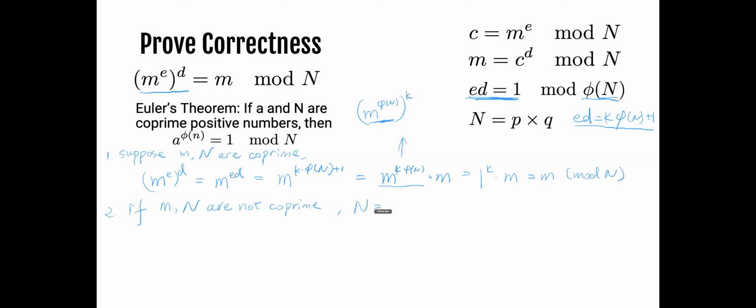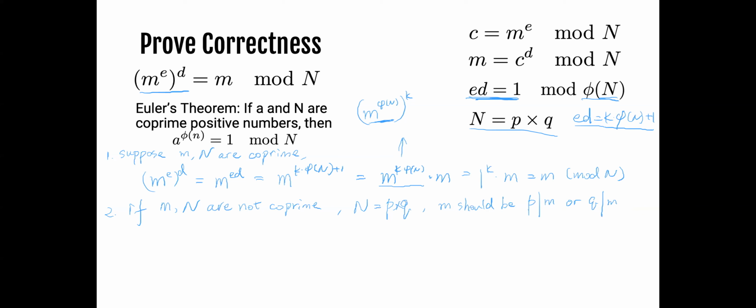And then because N is equal to P times Q, right? So if M is not a coprime of N, then M must be a multiplication of either P or Q. So right now, without the loss of generality, we just assume that M is a multiplication of P. So let me write here. M should be like either P can divide M or Q can divide M.